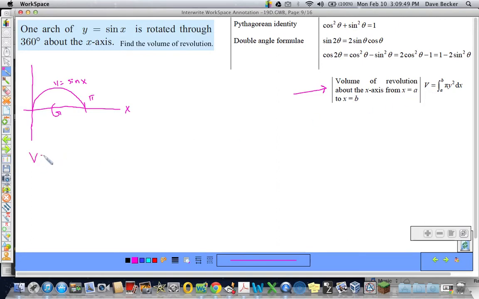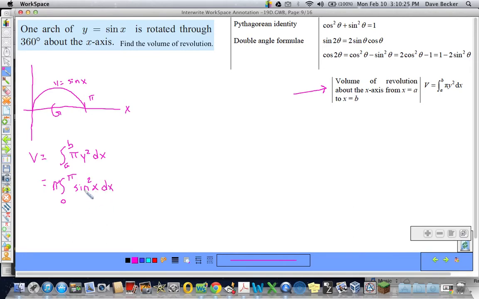Volume equals the integral from a to b of pi y squared dx. But what does y equal? y equals sine x. So this is going to be the integral from 0 to pi. You do have to know that that intersection point is pi. I'm going to factor out the pi, put it out front, of sine x squared, so I have to square it, sine squared x dx.